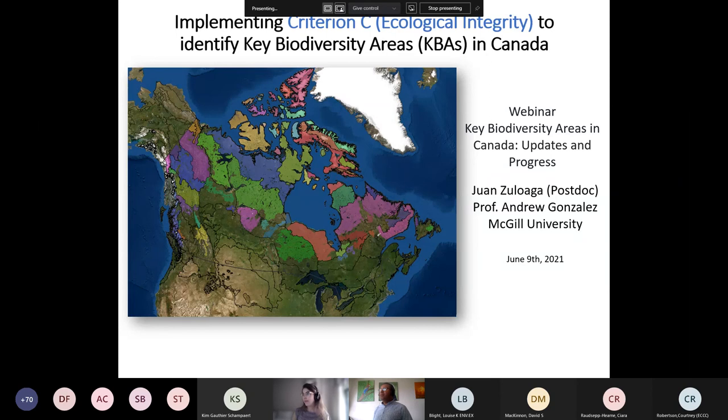Today, I would like to talk about the process and some of the results that we are doing at McGill, but with the people working in trying to implement this ecological integrity criterion C to help in this process of identifying key biodiversity areas in Canada.